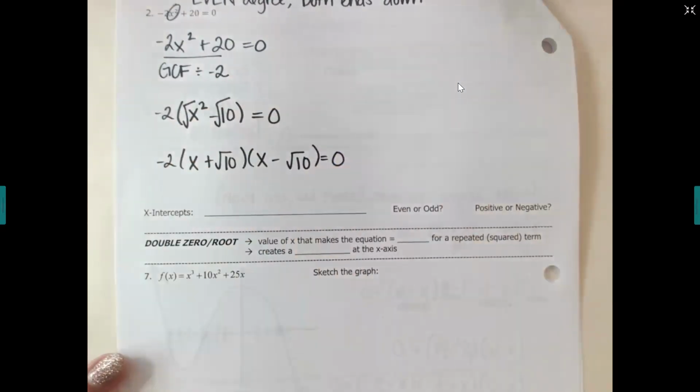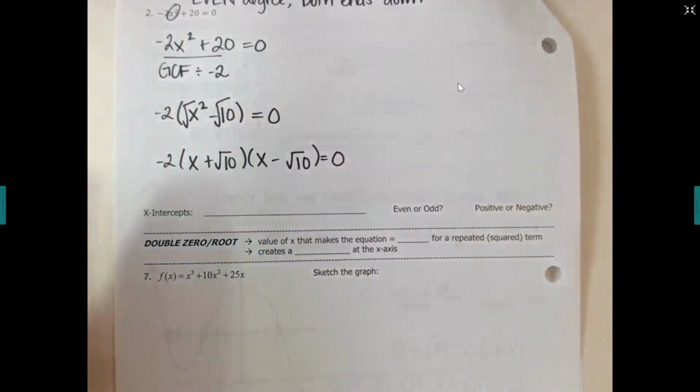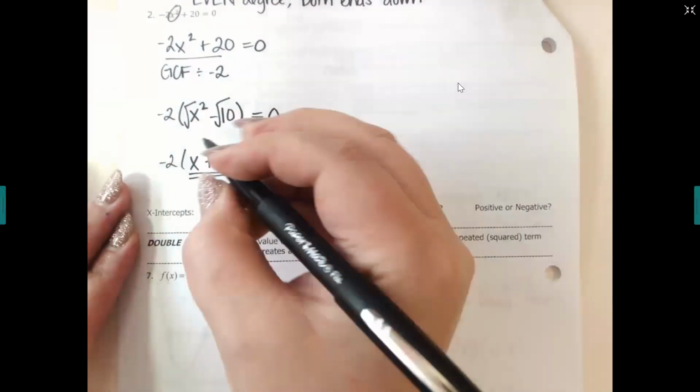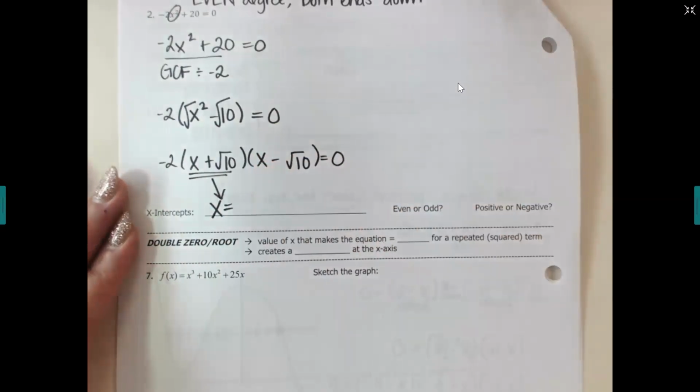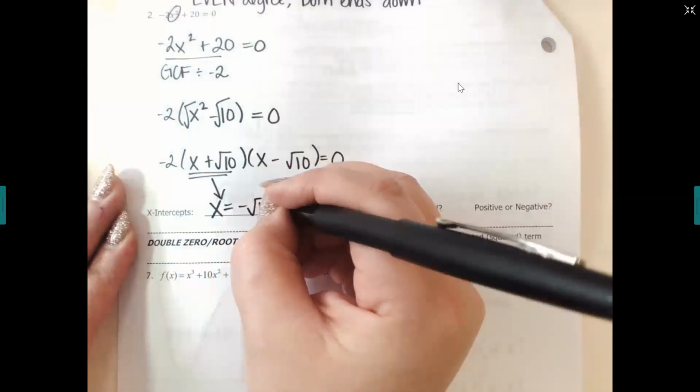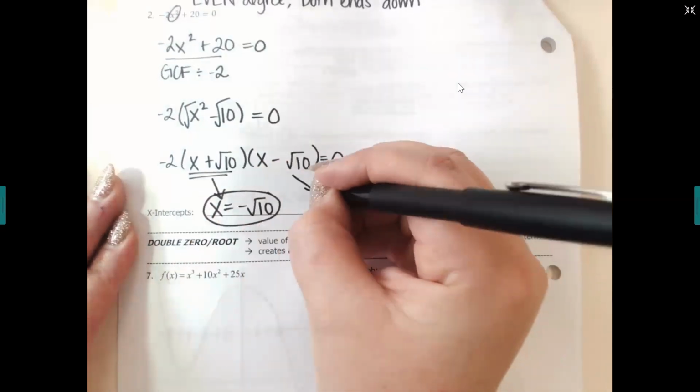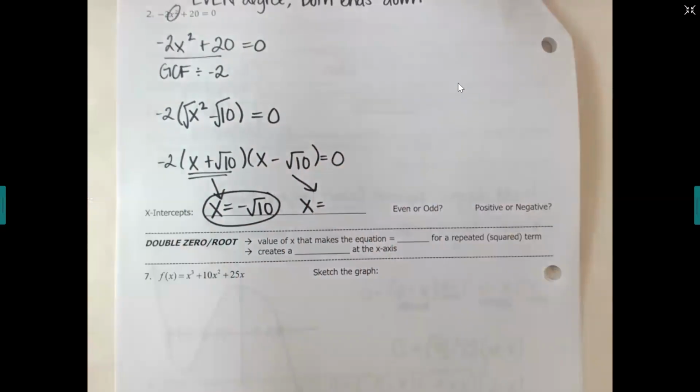All right, let's list our solutions. My first x is with a plus root 10. What is the solution going to be for that when I solve it? It'll end up being negative root 10, right? Because you take your plus root 10 and subtract it off both sides. Okay, what about your second one? It's originally a minus root 10. Then how do we get it across to the other side? It would end up being a positive. Are we good with that?